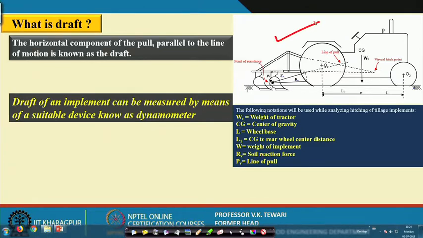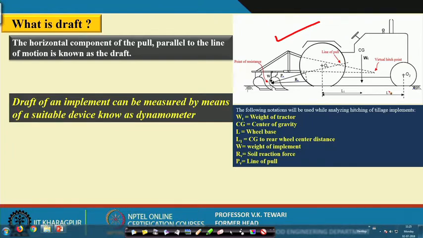this is the arrangement of a tractor with an implement, and this is the point of resistance which has been marked over here. This line of pull is connected over here. We have shown the weight of the tractor, the wheelbase, etc. All details are given only to understand what this draft is.